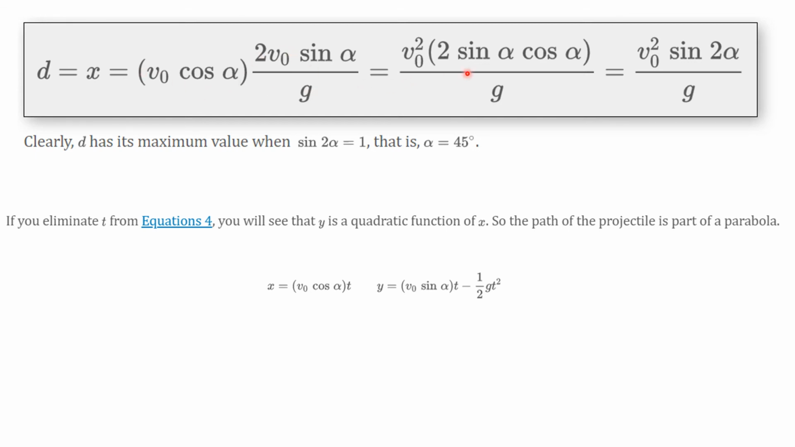You see I got v0 times v0, that's v0 squared. I have all of these things in here. I'm using a trig identity. This is 2 sine alpha cosine alpha, which is sine of 2 alpha.